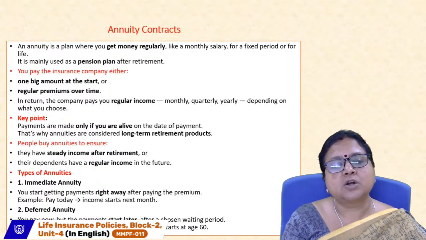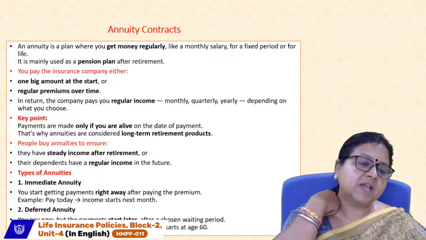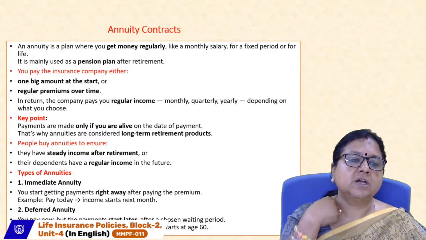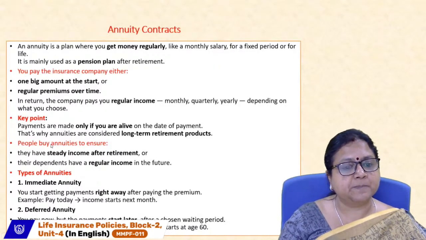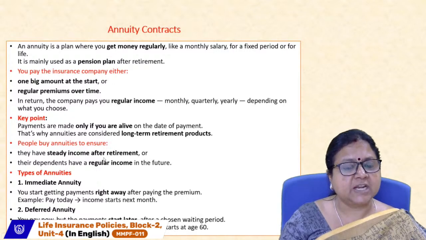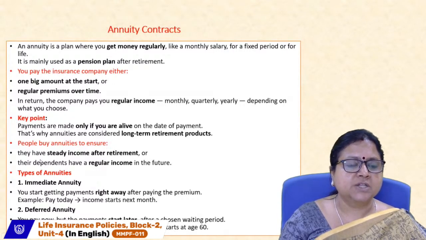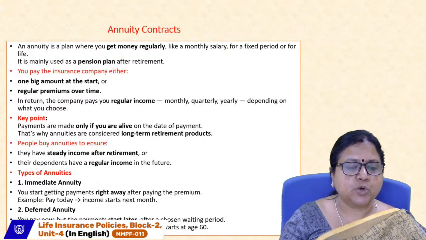When it is long-term, after retirement you do not have any employment. So these types of schemes will be helpful for you to get a regular income. People buy this type of annuity contract to have a steady income after retirement, or so that their dependents have a regular income in future also. Annuities can be of two types: one is immediate annuity, and the other is deferred annuity.